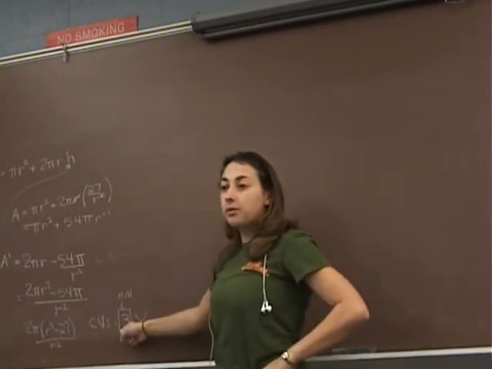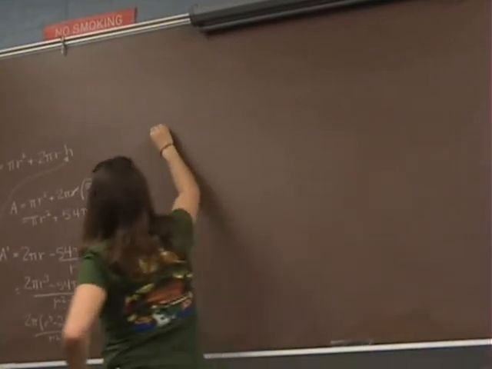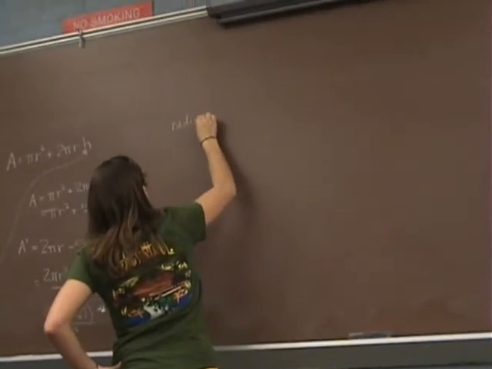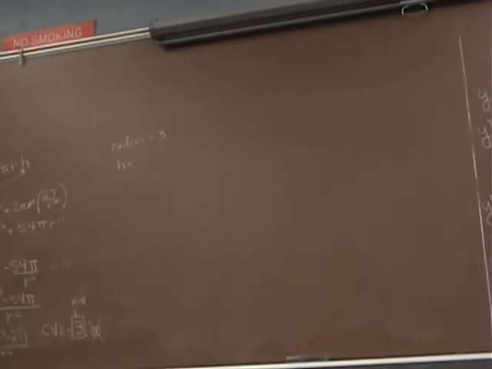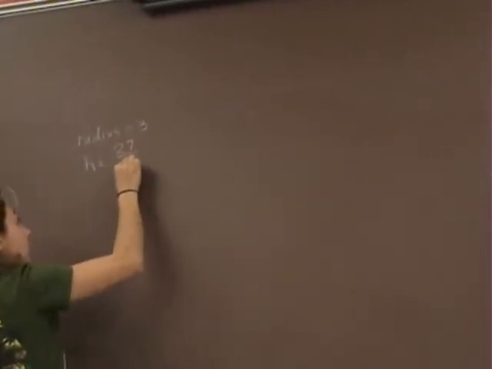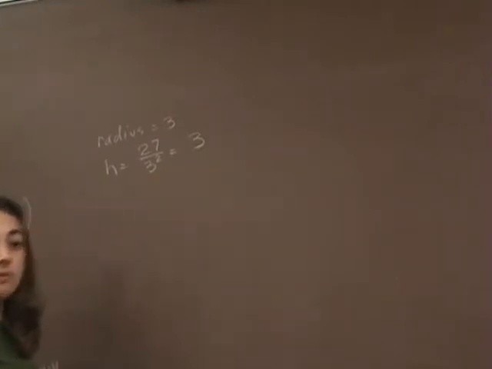This critical value of 3 is the radius. Okay, so I know my radius is 3. So my height, well, here's what I know. I know the height is 27 over r squared. The height should be 27 over 3 squared, which is 27 over 9, which also happens to be 3. So 3 and 3 would give me that minimum area.